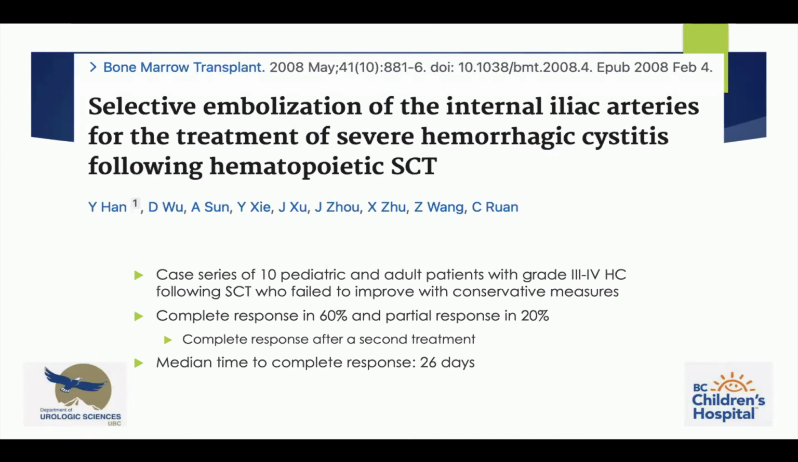So here is a case series of 10 pediatrics with grade 3 and 4 hemorrhagic cystitis following stem cell transplant who failed to improve with conservative measures. It was published in Bone Marrow Transplant in 2008. So these patients had a selective embolization of bilateral internal iliac arteries, and they found a complete response in 60% of their patients and partial response in 20% of their patients. And in these 20% of patients, they saw a complete response after a second treatment. And the median time to complete response was 26 days.